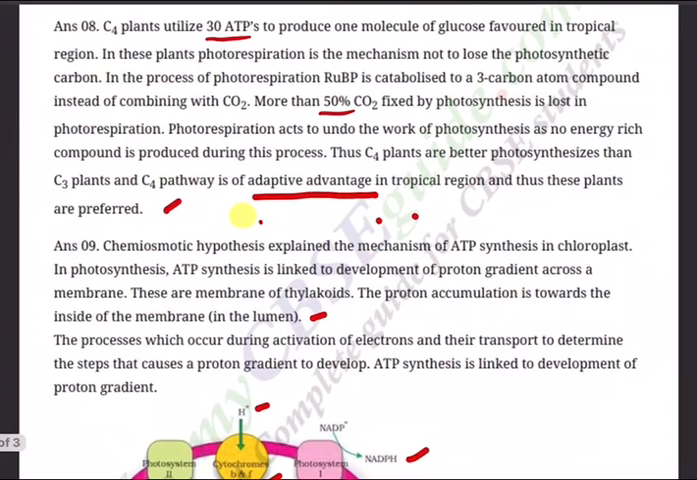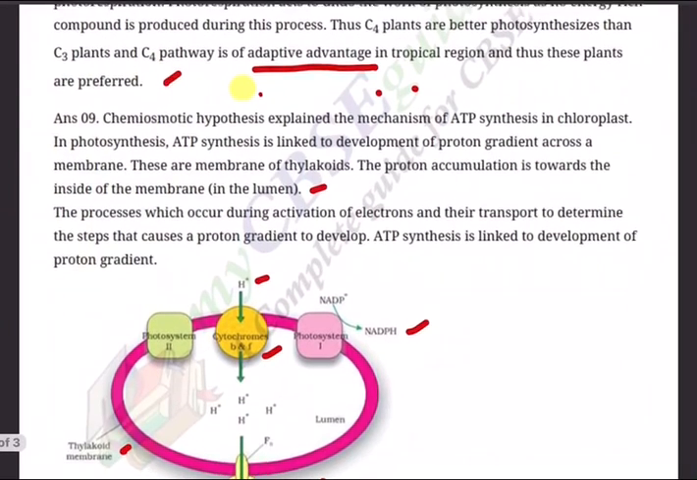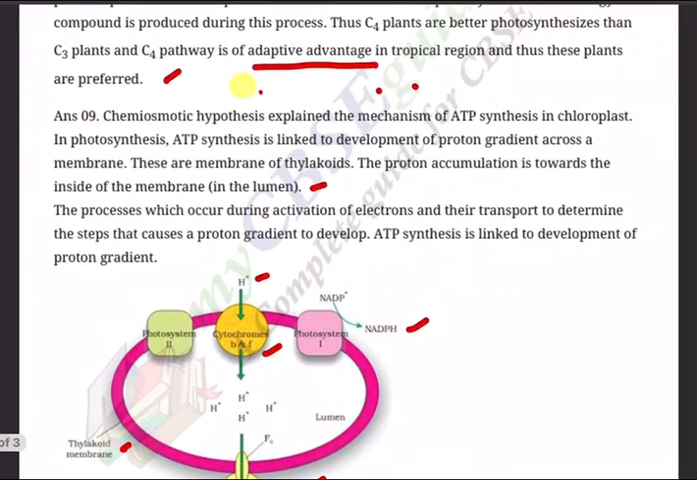Thus, C4 plants are better photosynthesizers than C3 plants, and the C4 pathway is of adaptive advantage in the tropical region, and thus these plants are preferred. Answer 9. The chemiosmotic hypothesis explains the mechanism of ATP synthesis in a chloroplast. In photosynthesis, ATP synthesis is linked to the development of a proton gradient across the membrane.